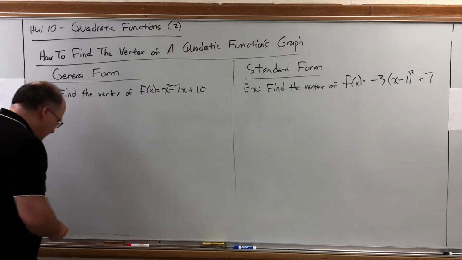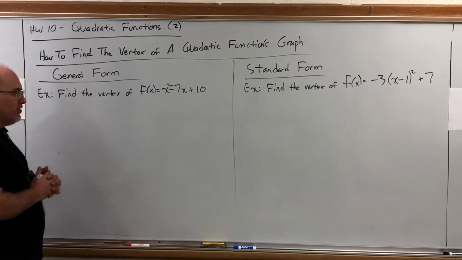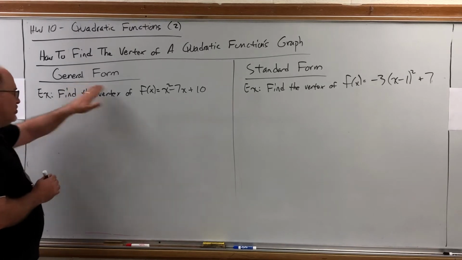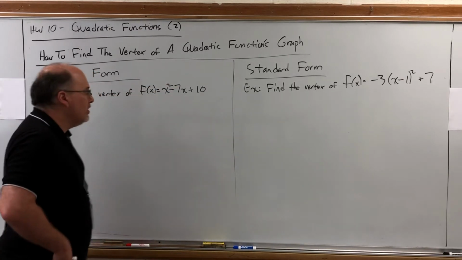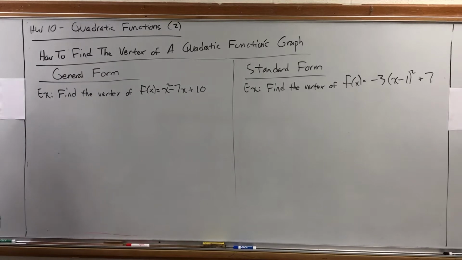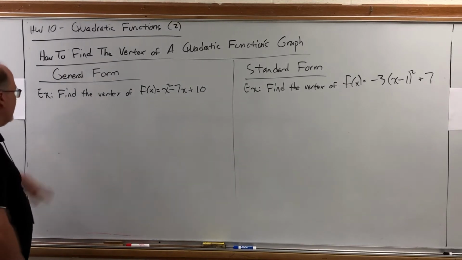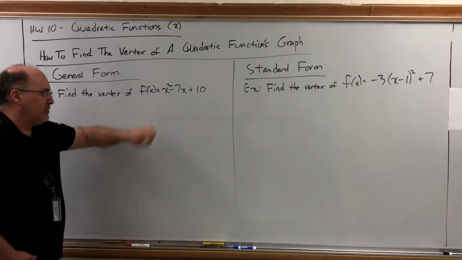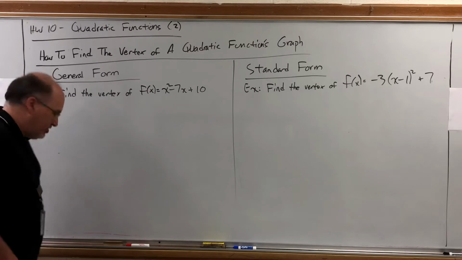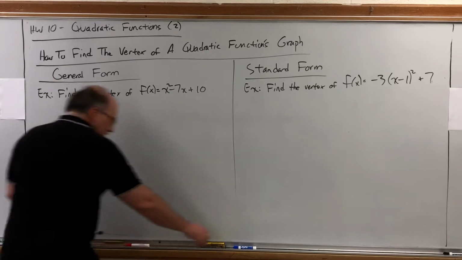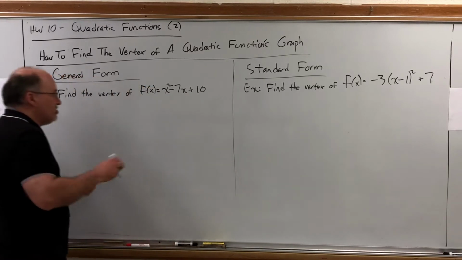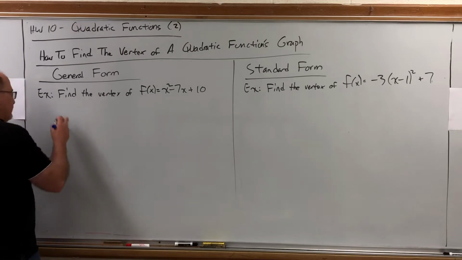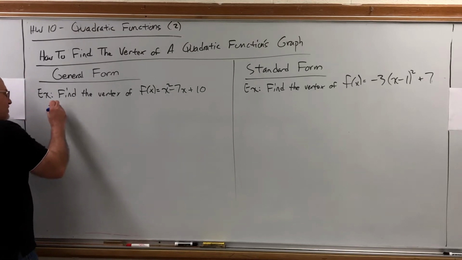You might recognize both of these functions from the first video, one in general form, one in standard form, but both are asking the same question. How do you find the vertex? Well, let's start with this general form, which is: find the vertex of f of x equals x squared minus 7x plus 10. There is a formula for calculating the vertex in general form, and it goes something like this.